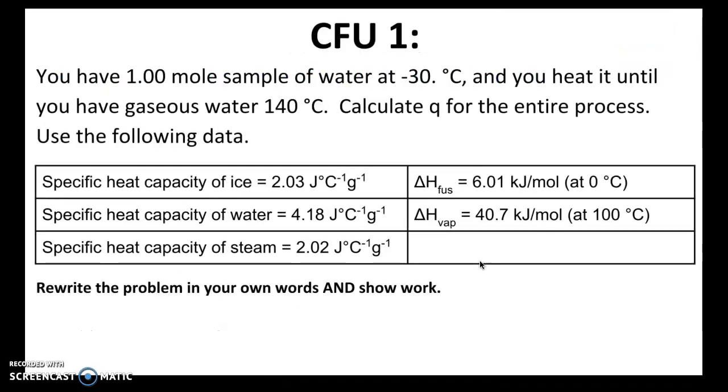Okay, so now we have a CFU. For the CFU, it says you have a 1 mole sample of water at negative 30 degrees Celsius, and you heat it until you have gaseous water at 140 degrees Celsius. Calculate the Q for the entire process using the following data. So you'll notice you're given the heat capacity of ice, water, and steam, and that's important because you'll see that the heat capacities are different. And then you're also given delta H of fusion and vaporization. Take careful note of the units.